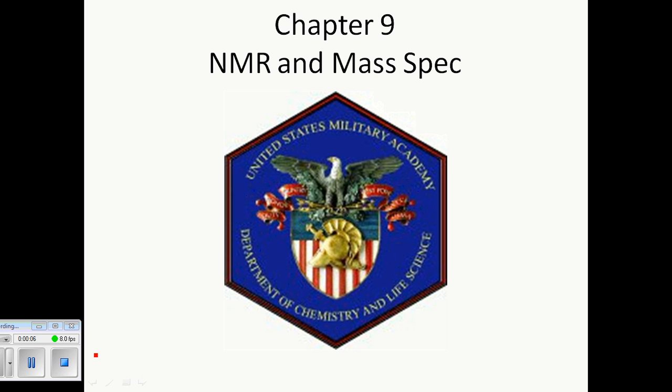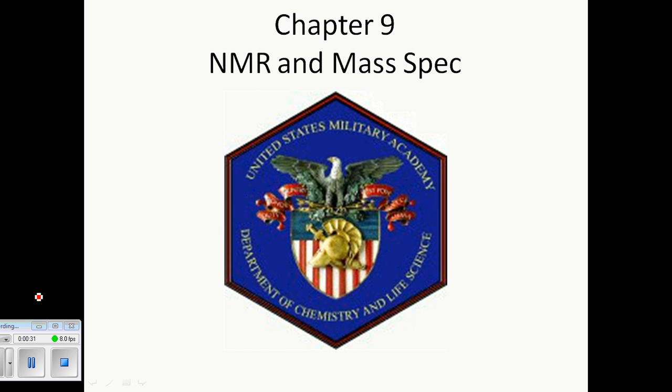We're now on Chapter 9, so we skipped a few chapters to get into Chapter 9 so we can actually learn some about the instrumentation that we can use to identify organic molecules. So now you have a little bit of a knowledge of organic molecules. Now we want to be able to use that knowledge in the actual lab and identify some organic molecules. So that's why we jumped to Chapter 9. And we also do Chapter 9 a little bit out of order.